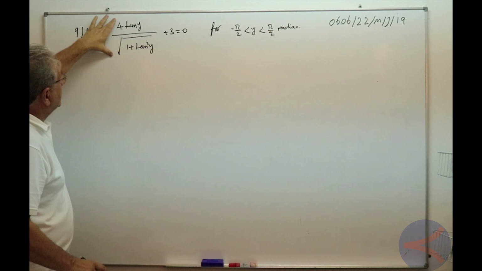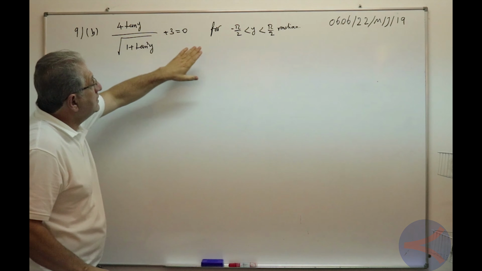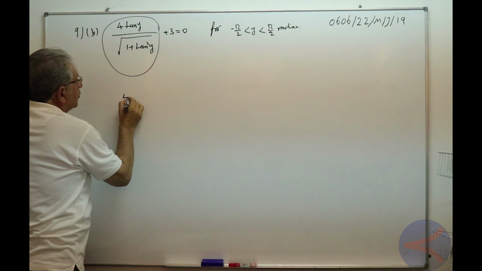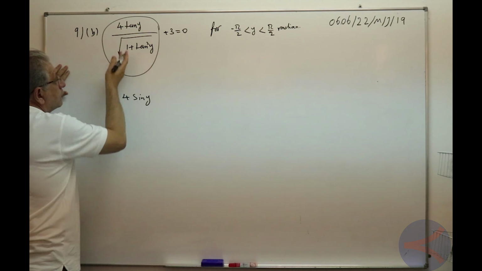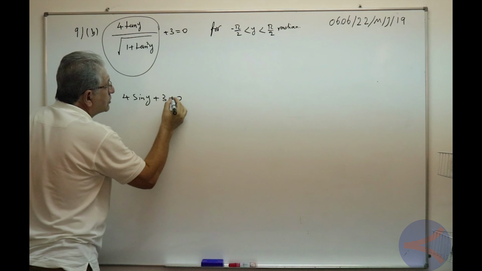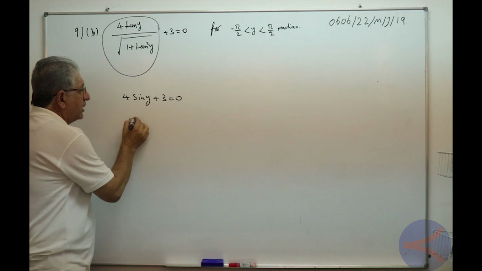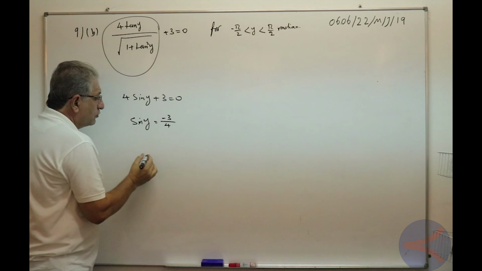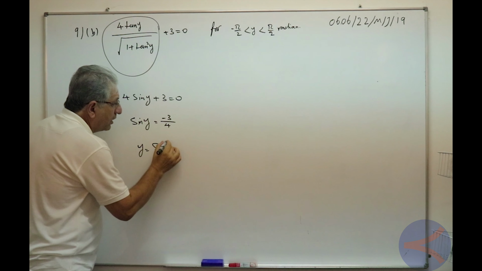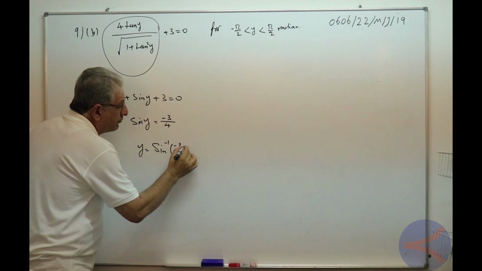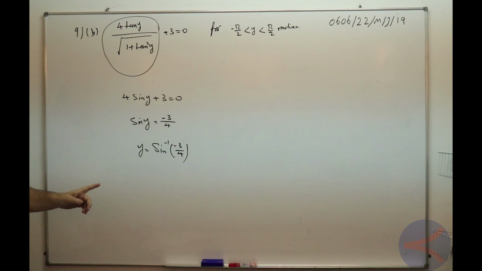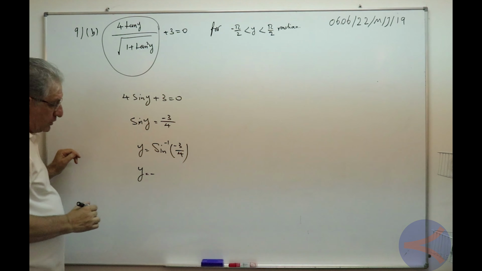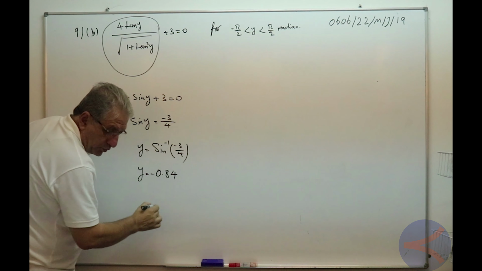Now for this one, we have already proved that when y is in this range, this part of the equation is equal to 4 sin y. So 4 sin y plus 3 is equal to 0. You can see now the question is very simple. Therefore sin y is equal to minus 3 over 4. So y will be equal to sine inverse of negative 3 divided by 4. Now we can put this in the calculator and get the value of y, which is equal to negative 0.848.